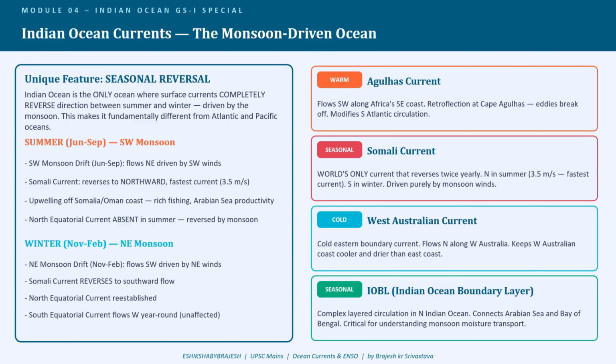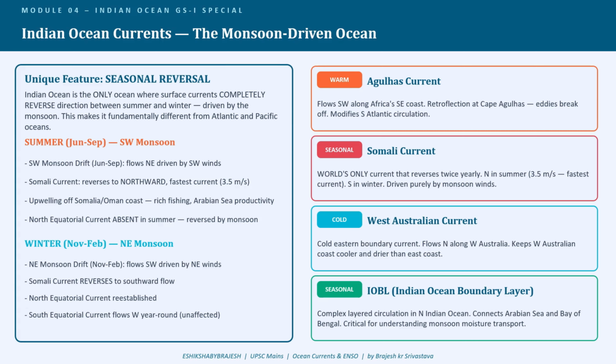The Indian Ocean has a remarkable feature that no other ocean has. Its surface currents completely reverse direction twice a year, driven by the seasonal reversal of the monsoon winds. In the Atlantic and Pacific, currents flow in the same direction year-round. In the Indian Ocean, especially the northern part, the currents in June look almost exactly opposite to the currents in January. During summer, June to September, the southwest monsoon winds blow from the southwest toward the northeast.